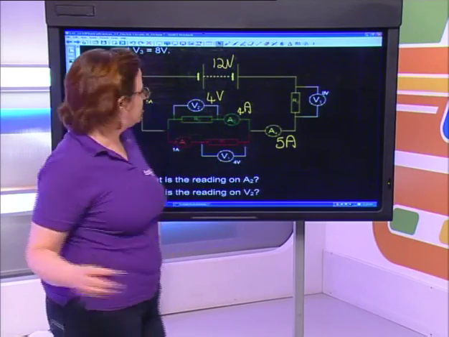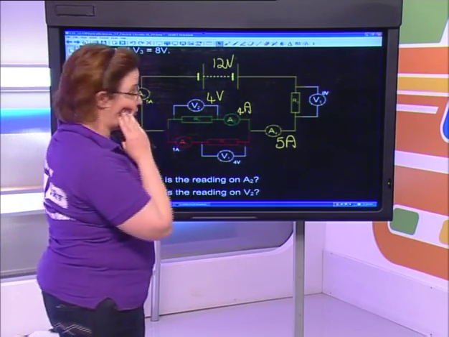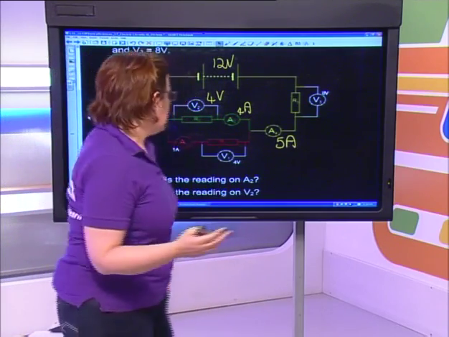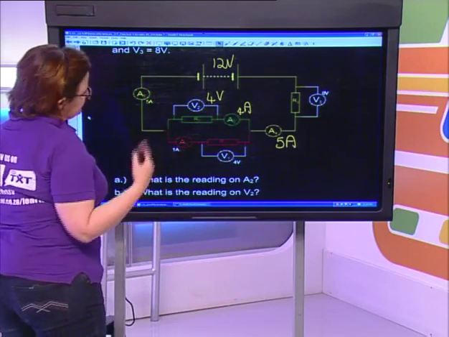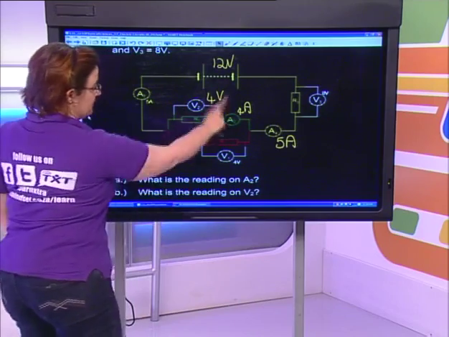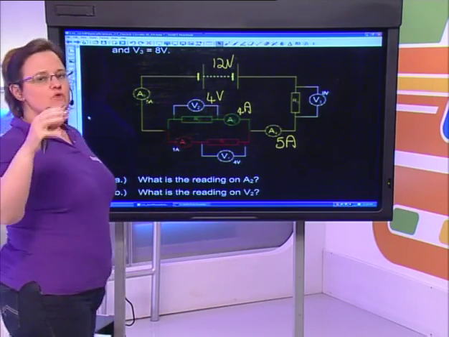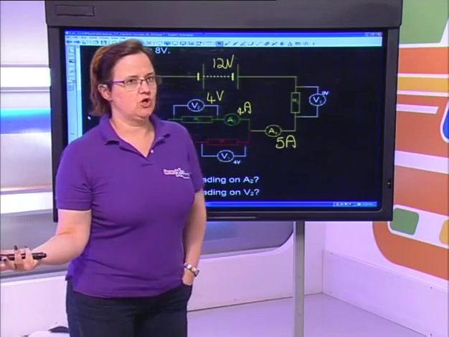Before the break, we mapped out the circuit and filled in some stuff, and now we need to go through the questions, all right? The first question is, what is the reading on A2? Before the break, we worked it out: it's going to be 4 amps. But now, of course, you need to show me the calculations.